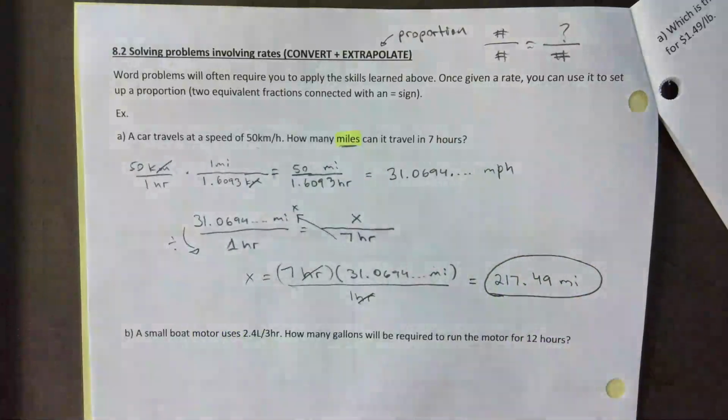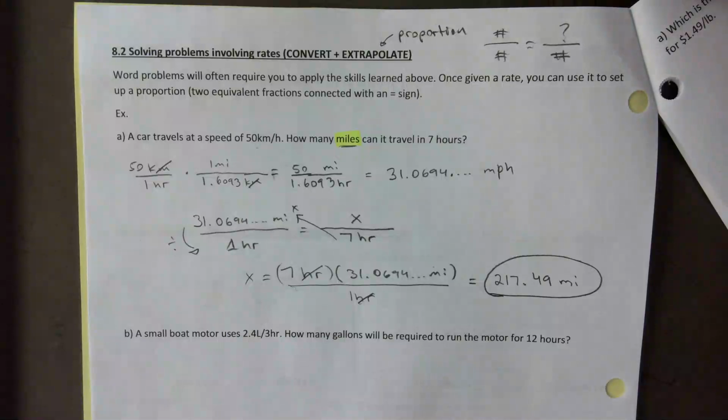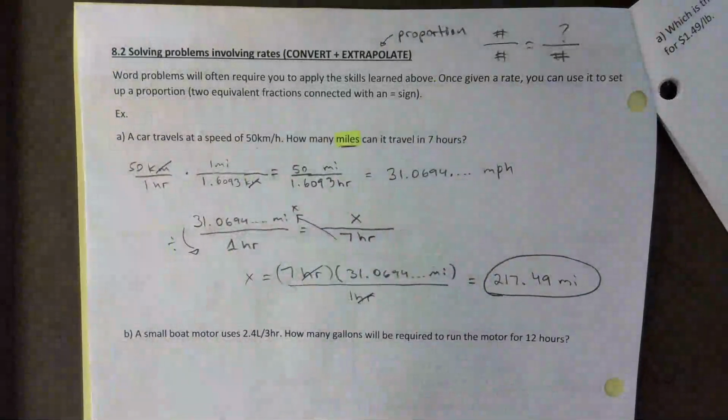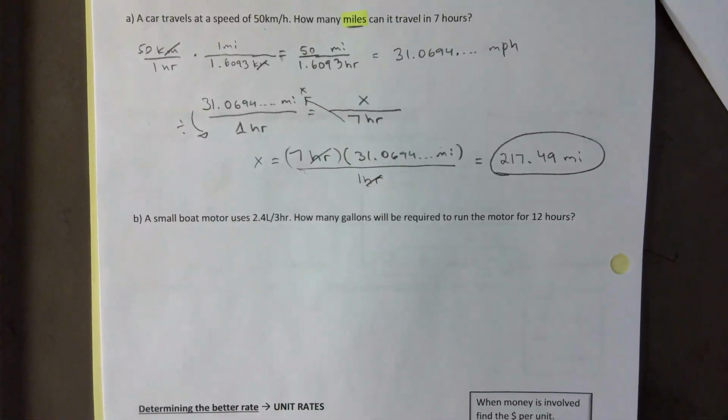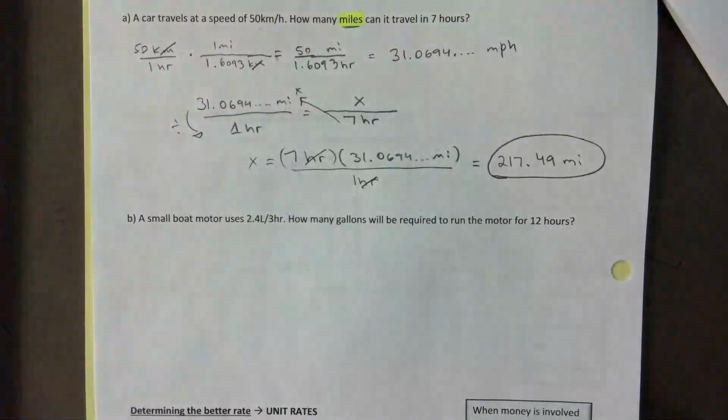So that's how many miles you're expected to travel in 7 hours. Okay, so there we go. Some converting, some extrapolating. Extrapolating, you're going extra, right? You're going outside the smaller sample.